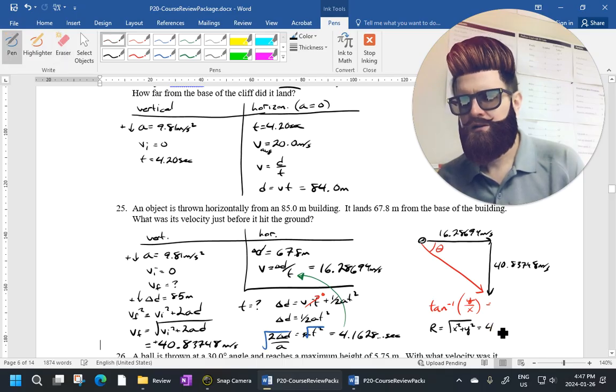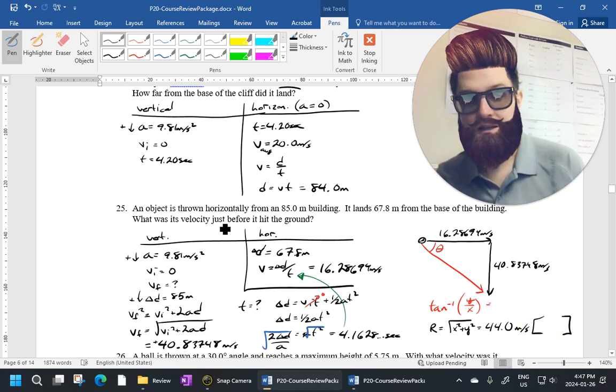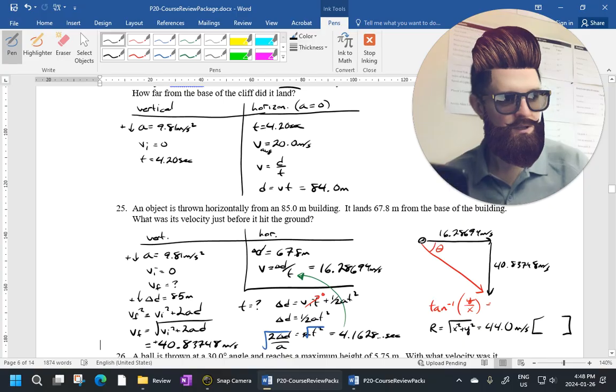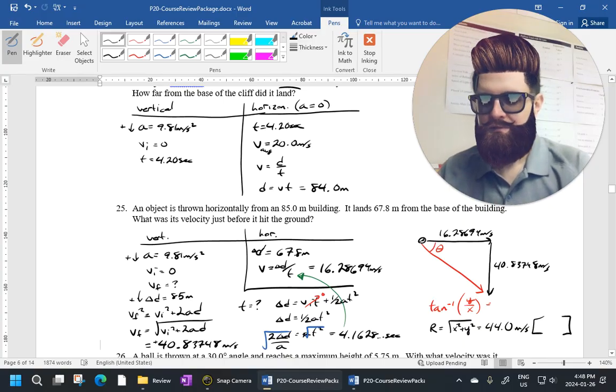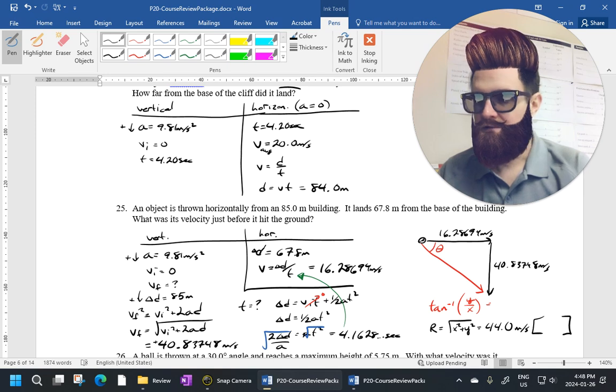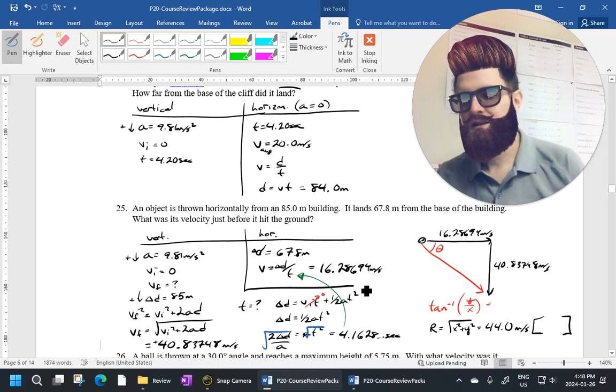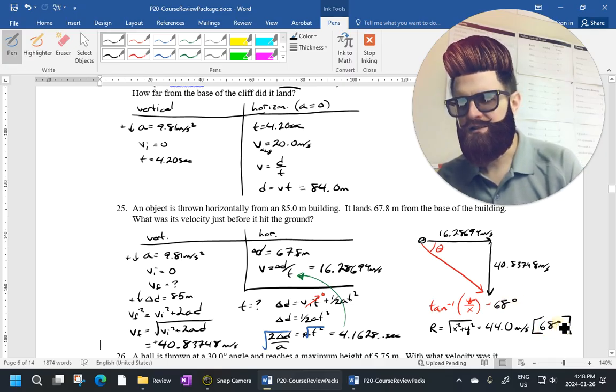So this is 44.0 meters per second. And the angle at which it hits the ground, because it is a velocity, I've got to find the angle. Look at my answer sheet, it doesn't have that angle. I haven't created an answer sheet. But we've got to do this tan inverse here. Ah, there's 68 degrees. The angle of depression is 68. I'm just going to say 68 degrees.